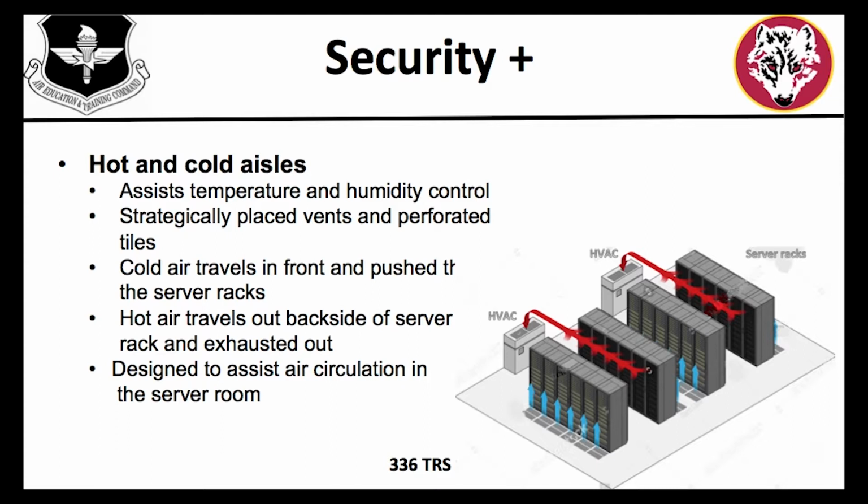Now, a lot of times your hot aisles have some sort of ventilation system, so it'll suck all the heat out and recirculate the cold air throughout. This is what's going to give us a normal range. So the cold air travels in front, pushed through the server racks. The hot air travels out the back side of the server rack and exhausts out normally, but there's a normal process of keeping a normal range.